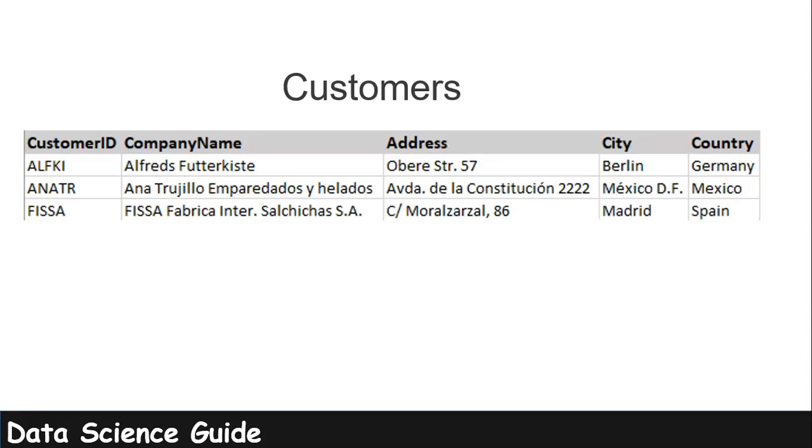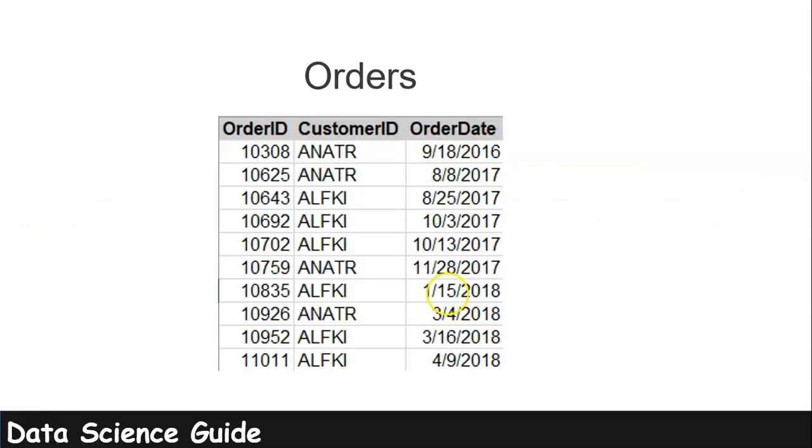Let's have a look at these two tables. First, customers. In the customers table, we have three customers with three IDs. So we have this customer, and this customer, and these are their information. And the second table is about orders. So we have the order ID, the customer ID, and the order date. And let's see what are the ways that we can join these two tables.